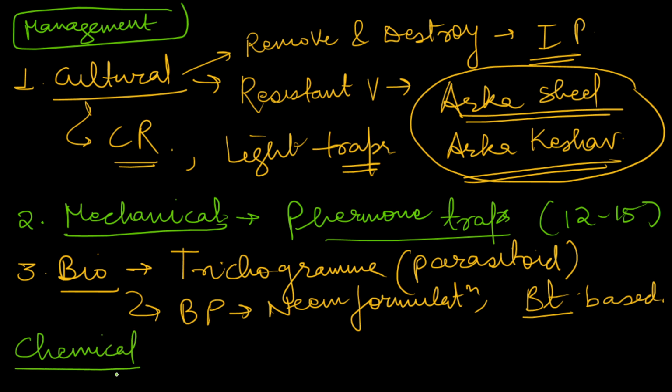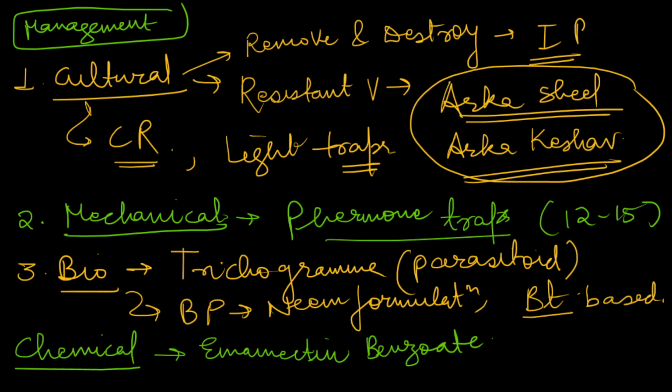So in chemical methods we can use emamectin benzoate. Emamectin benzoate can be used. So all these things are the management. I have mentioned all the parts of integrated pest management which you can use to manage the fruit and shoot borer of brinjal. I think if you write this much of point, that would be enough.